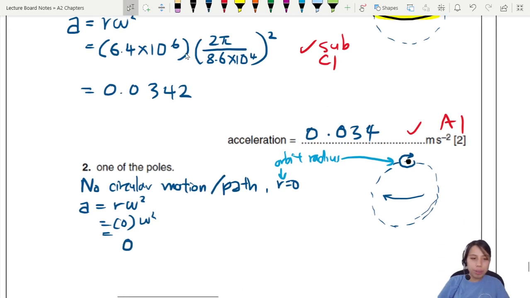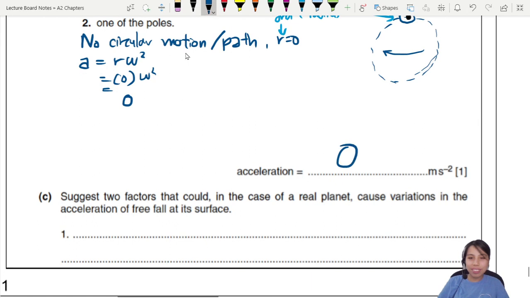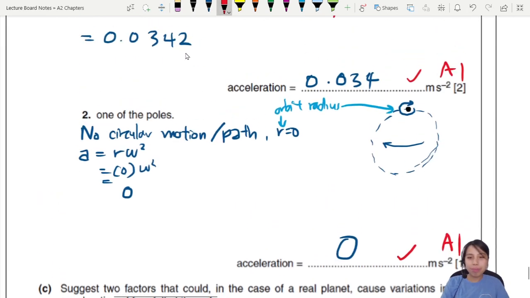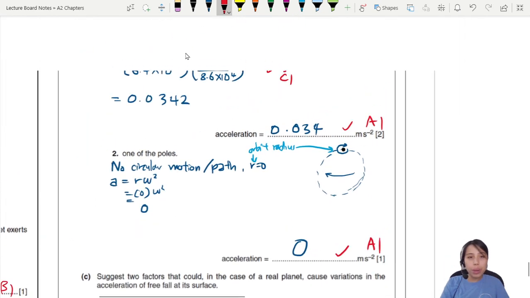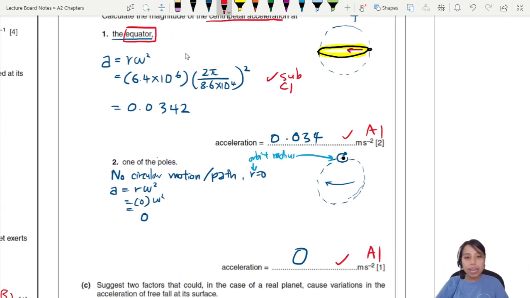So your answer is 0. There's only 1 mark to write a 0. So make sure you know where you are, equator or pole, because it does make a difference. Normal reaction force, orbit radius. You're just spinning on the spot.